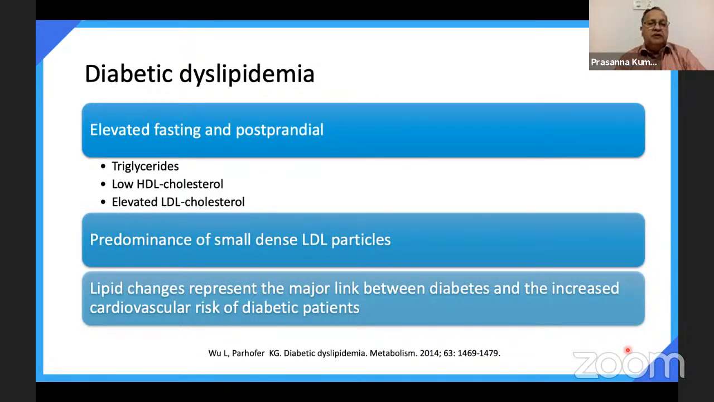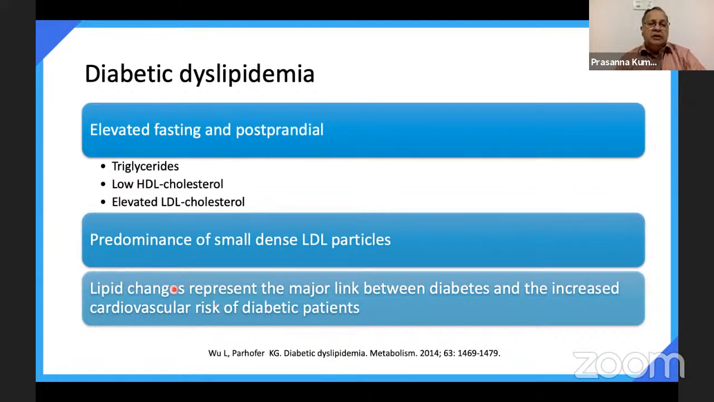Whether it is elevated fasting and postprandial triglyceride, low HDL, or elevated LDL. Please remember, triglyceride should be measured on an empty stomach or fasting, whereas HDL and LDL are not altered whether you do the blood sugar before or after breakfast. Suppose somebody comes after breakfast, it doesn't matter, measure. If after breakfast itself the triglyceride is normal, you don't have to bother about fasting. Suppose it is high, next time ask him to come on an empty stomach and check triglyceride.